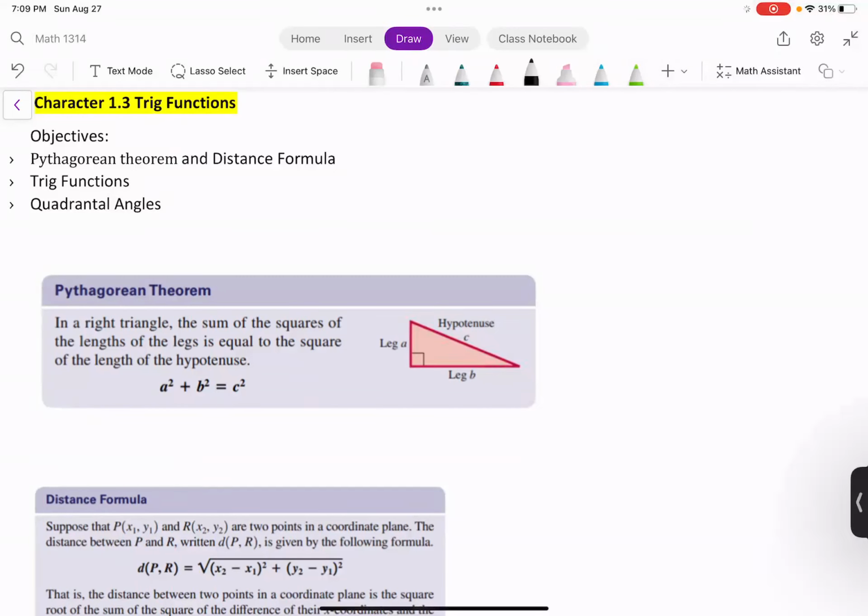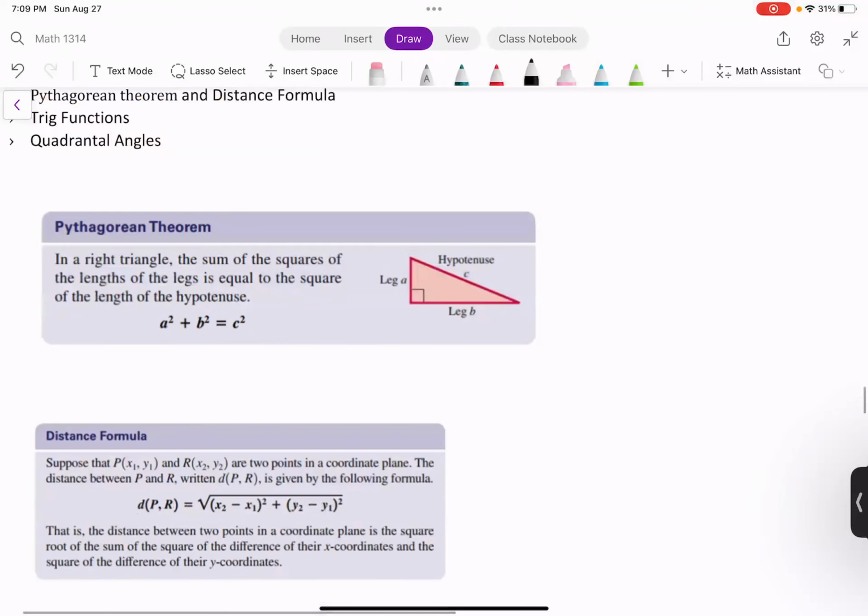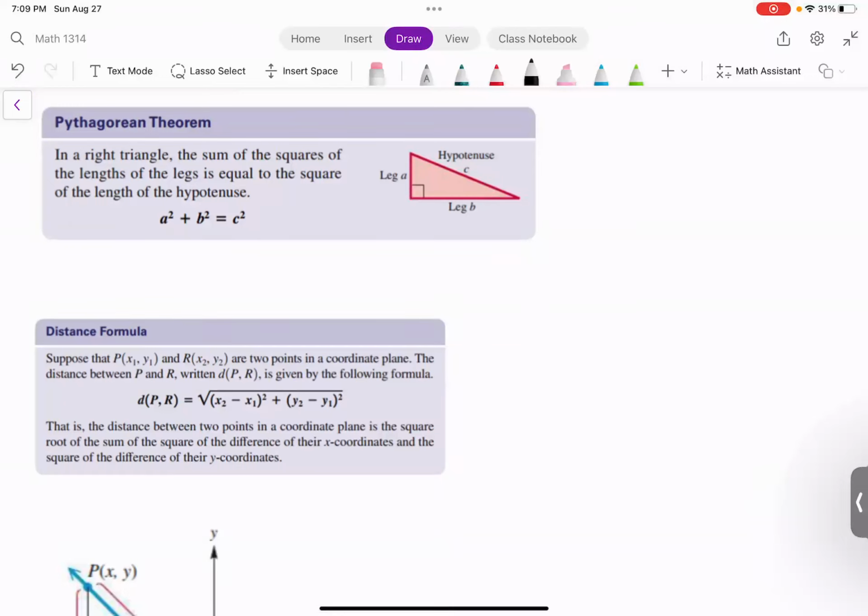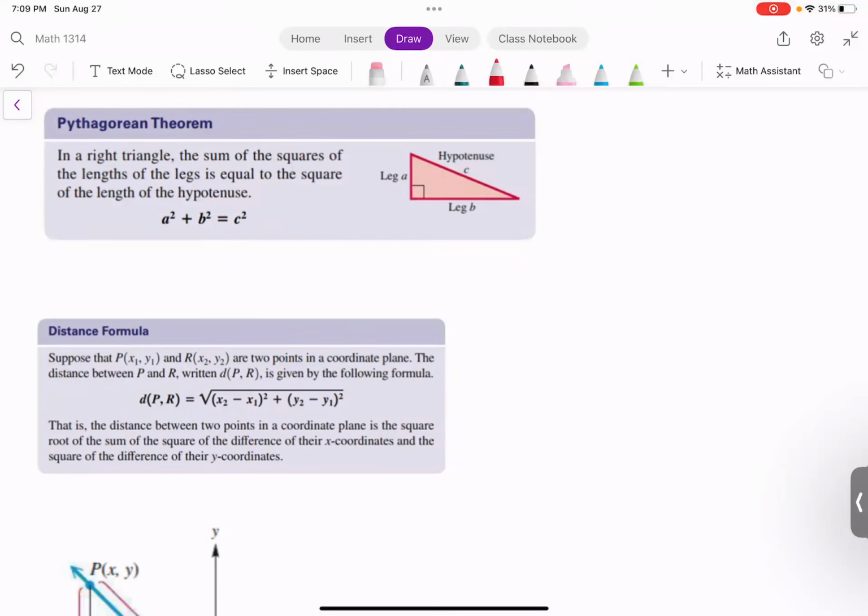In this video we are learning trigonometry, trig functions. Let's do a little bit of review. We have learned that if I have a right triangle, there is a relationship between the three sides. If the legs are A and B, and the longest side is the hypotenuse C, we have the relationship A squared plus B squared equals C squared.